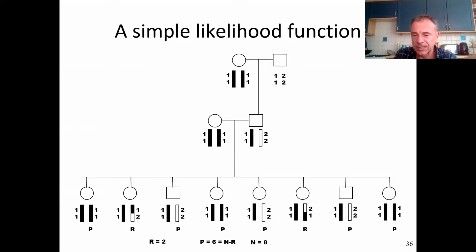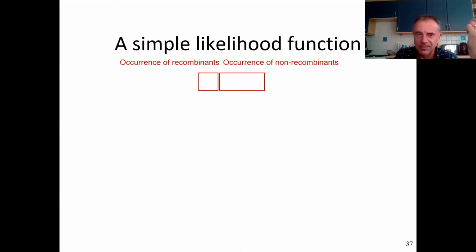No, N now means total. There, I told you so. R means 2, R is 2 recombinants. P is now phase, still in phase, don't know. Anyway, they are non-recombinants, and N is the total. So the total number of recombinants is 2 out of 8.